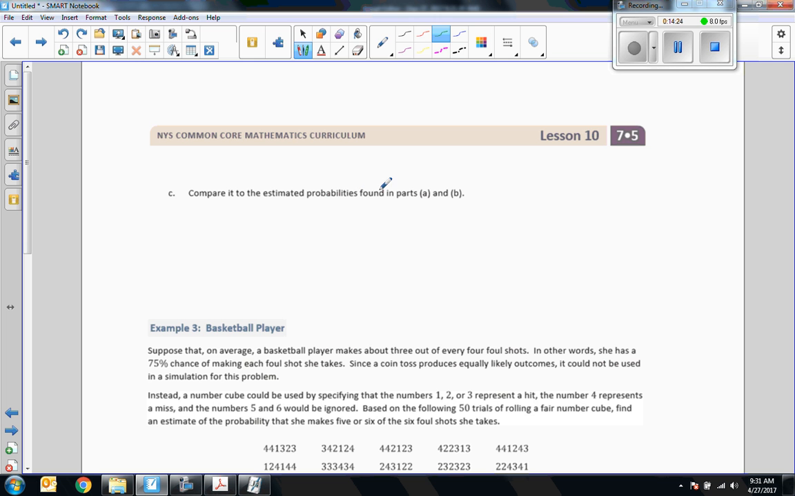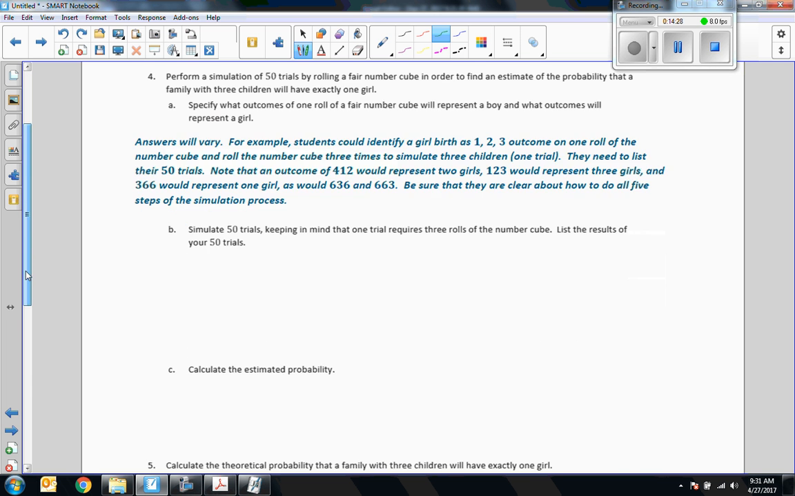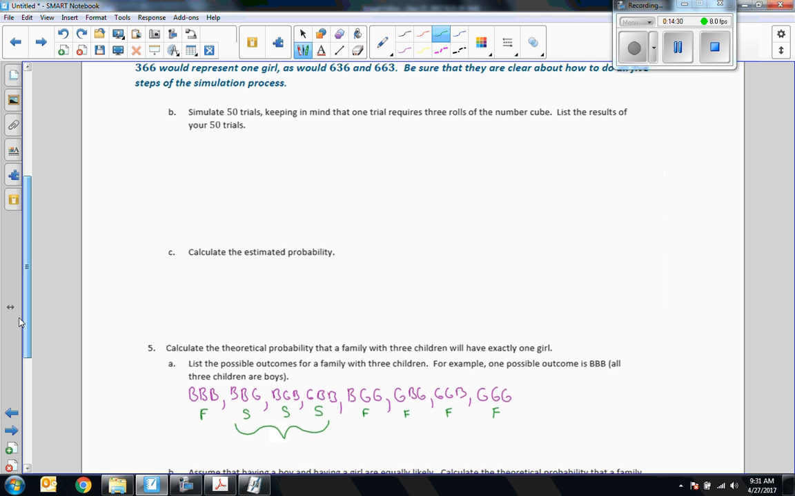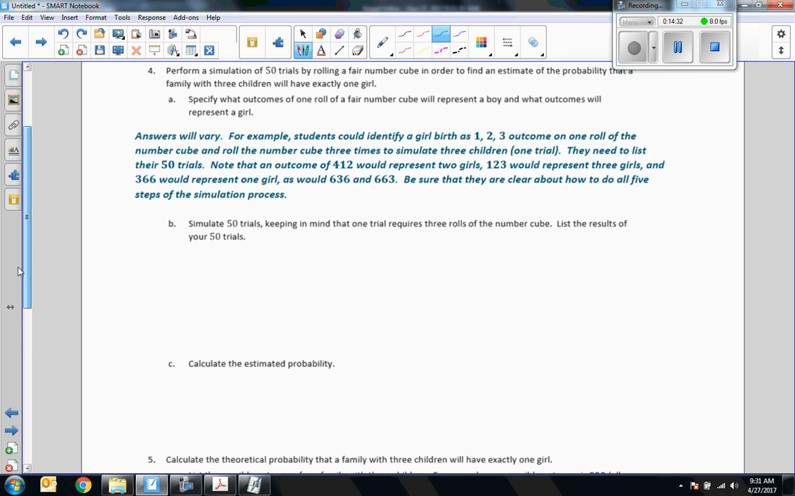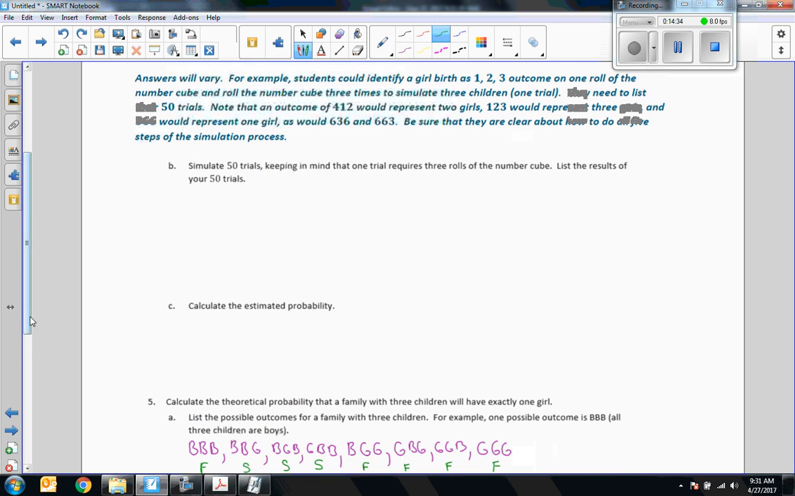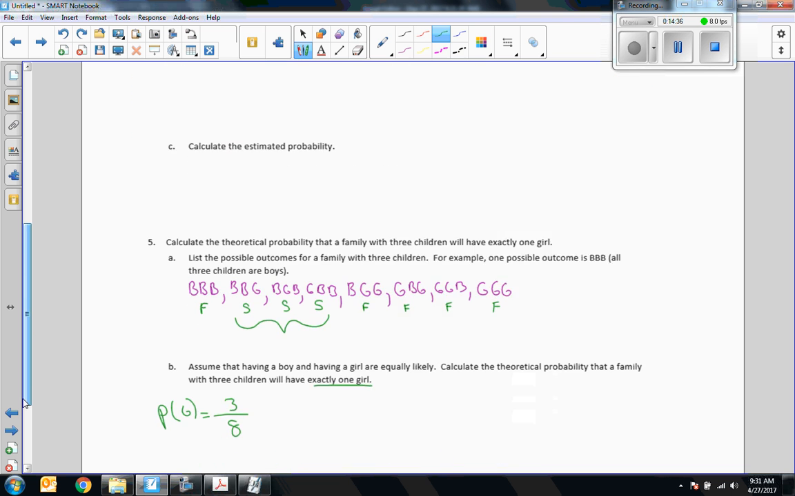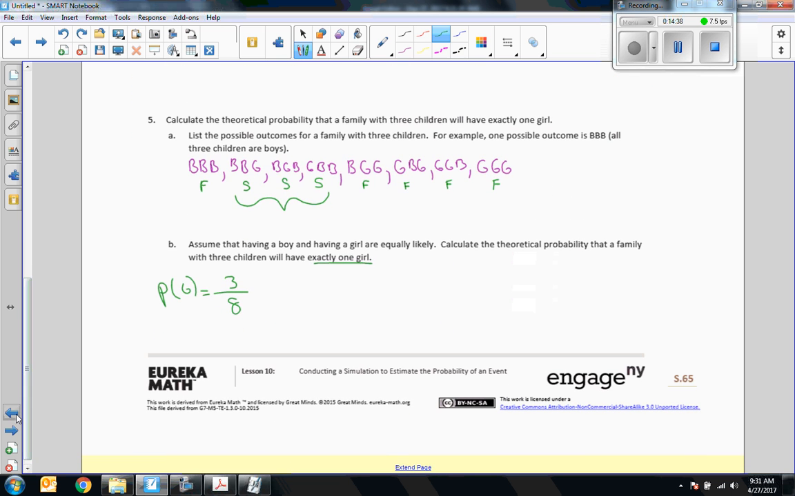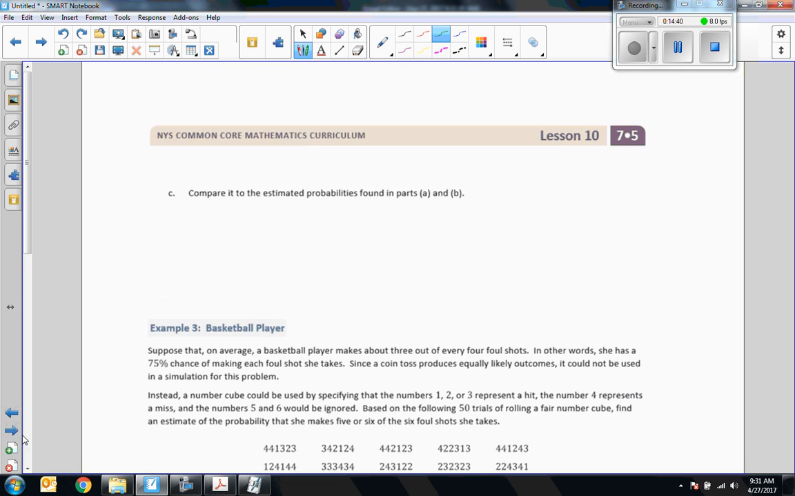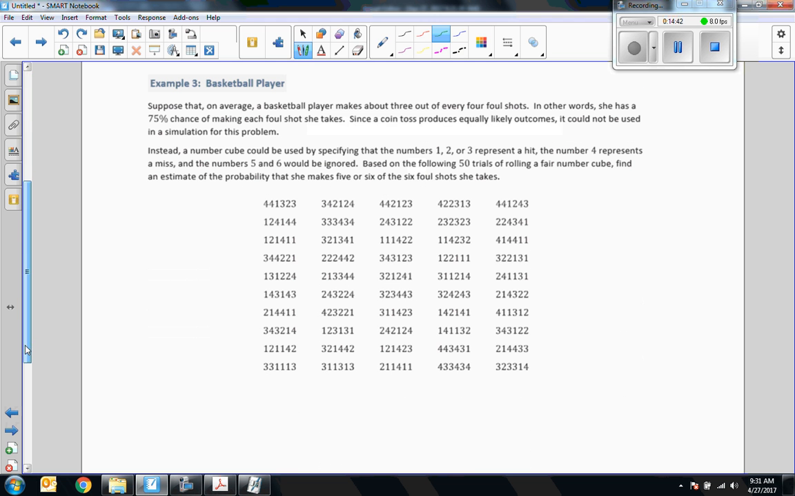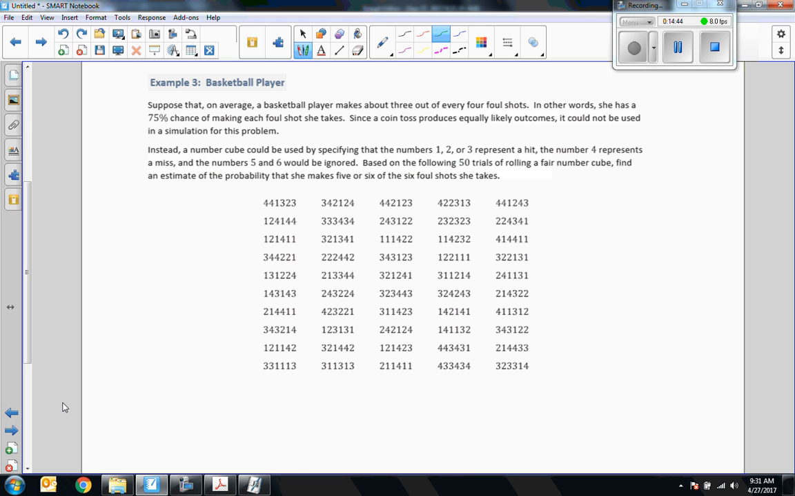Compare it to the estimated probabilities found in part A. Okay, so that is going to be on your own, because if you didn't do that, then you have nothing to compare it to. Since it was multiple outcomes, I didn't do those, so we're going to continue. Example 3, the basketball player.